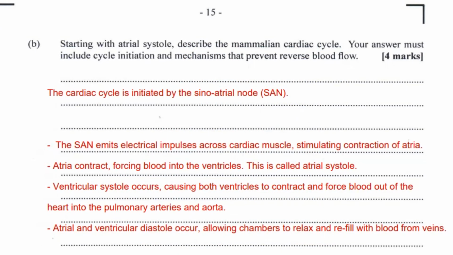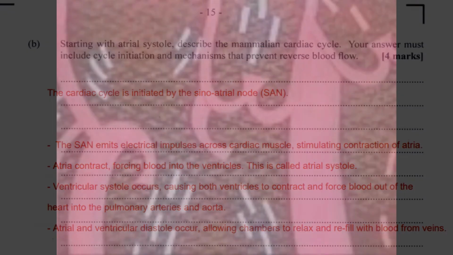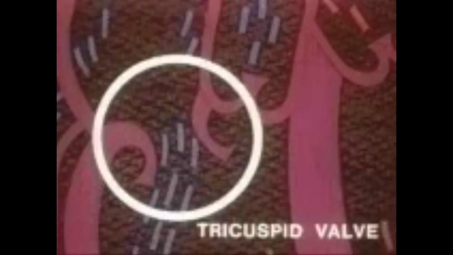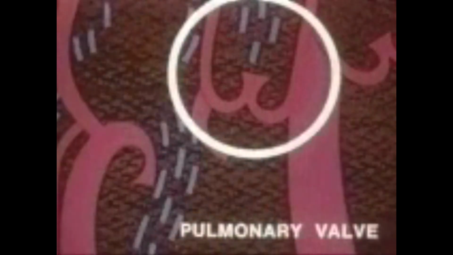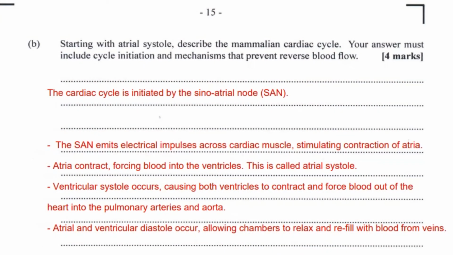So how reversal of blood flow, or backflow, is prevented is that you have valves in the veins. And you also have valves in the heart. You have your semilunar valves, and you have your tricuspid and bicuspid valves. Those allow blood to flow one way, but not the other way.